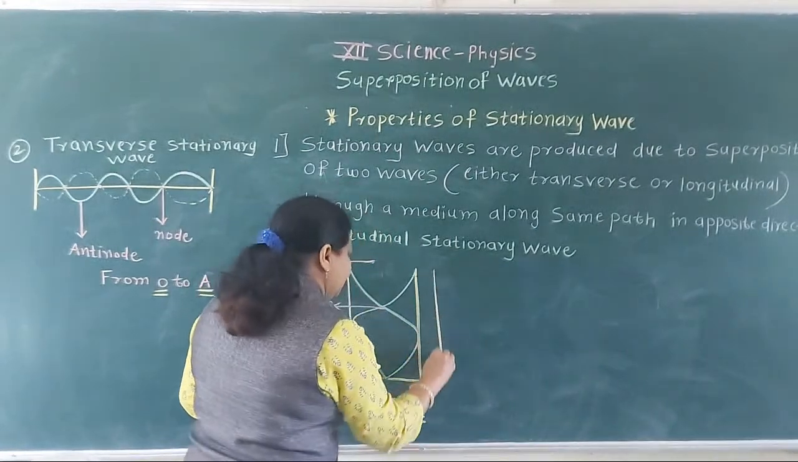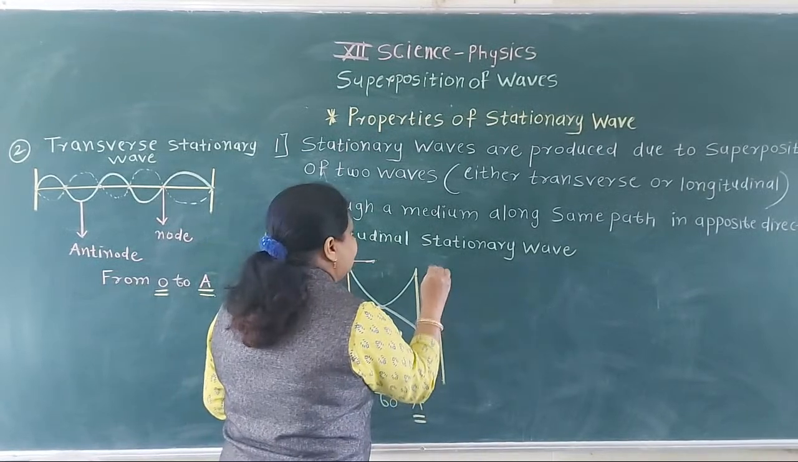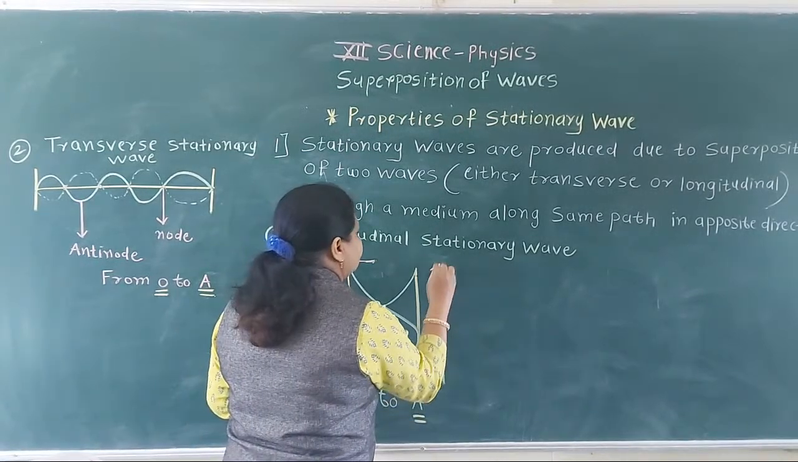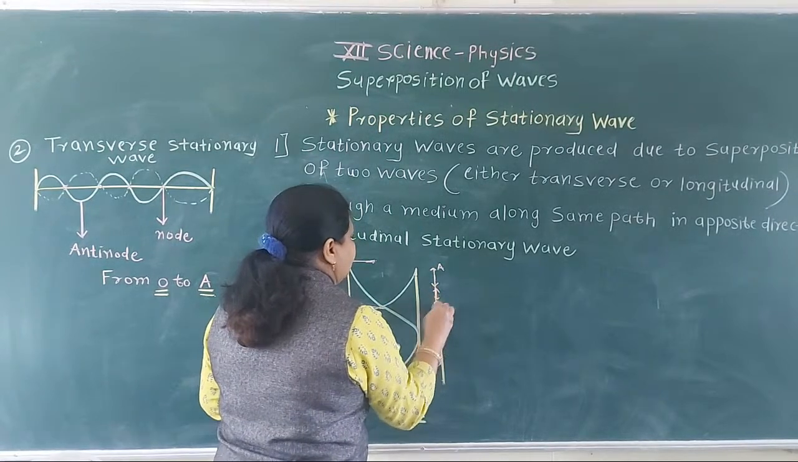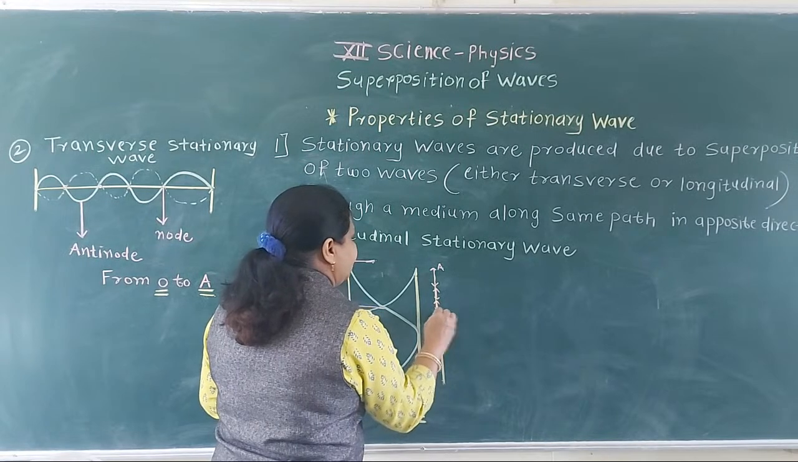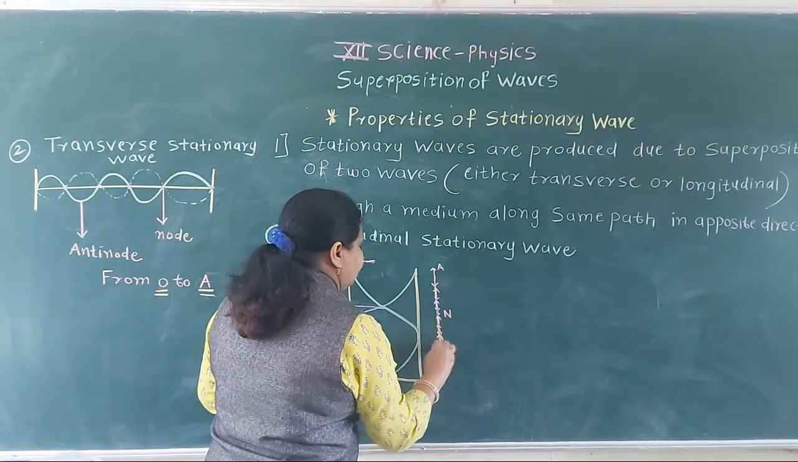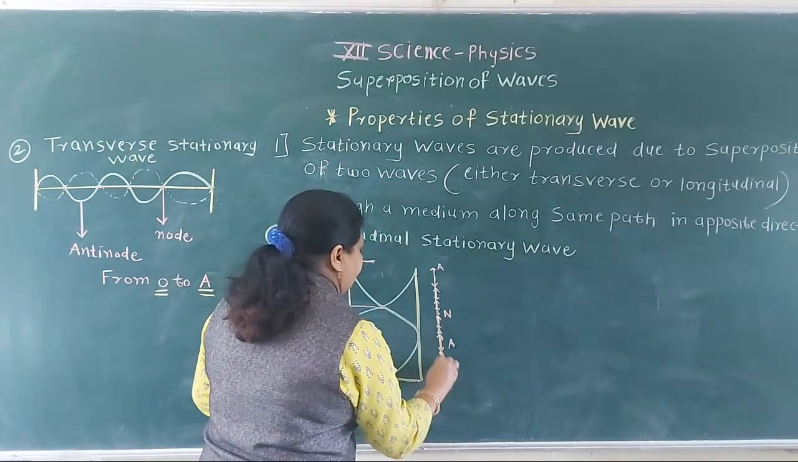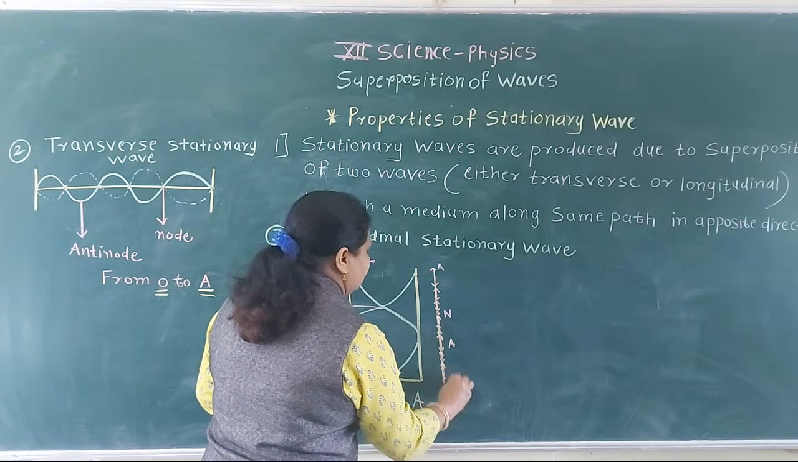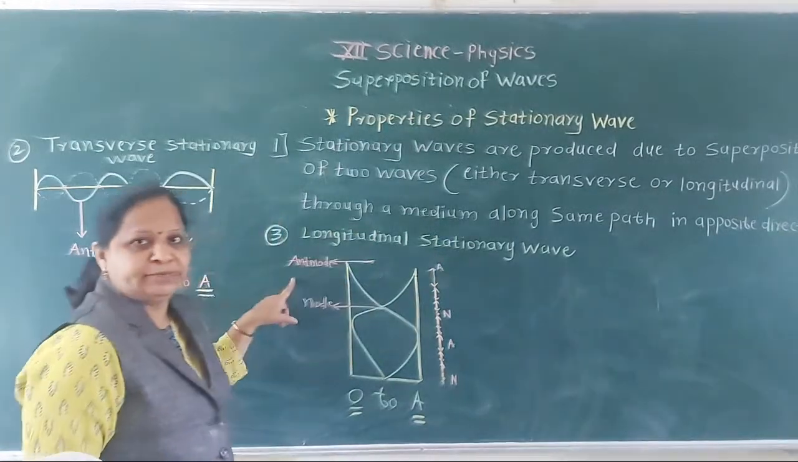Here we consider the points. This point is antinode. This point is node. Again, this point is antinode. This point is node. So it is the third property in the longitudinal stationary wave.